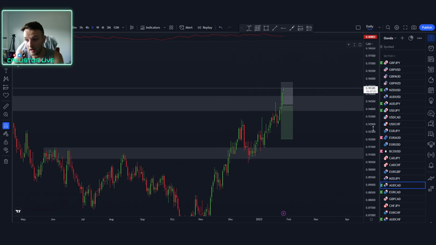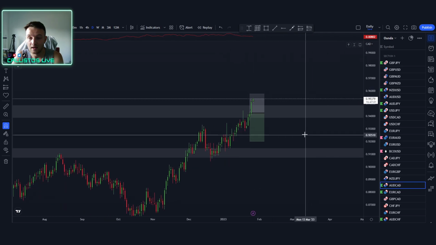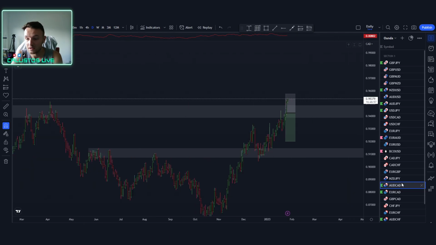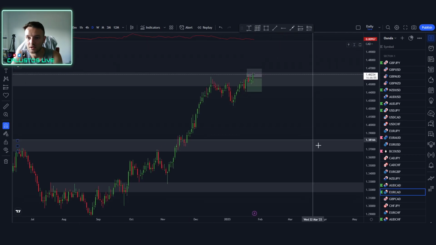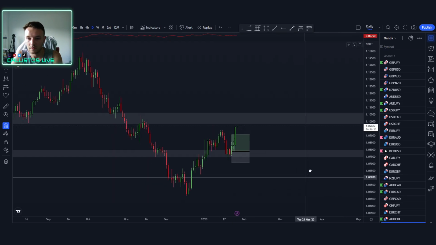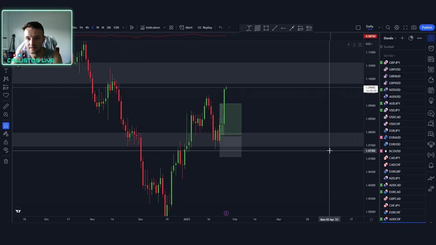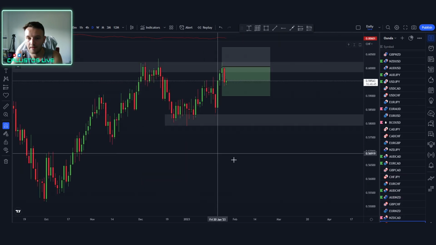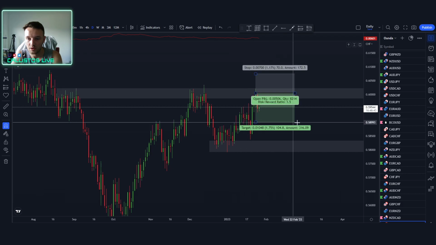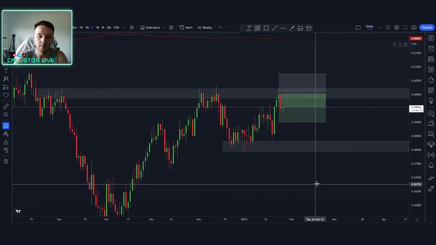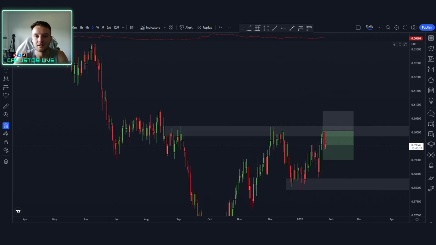AUD pairs, after news yesterday on inflation on the Aussie dollar, ended up pushing up past some of these zones right here, but as you can see, some of them in profit, some of them in a little bit of drawdown. This was a winning trade here on AUD NZD, beautiful trade, 120 pips, and then NZD CHF is also currently in profit. So about half of them in profits, half of them in drawdown. But this is a different strategy altogether.